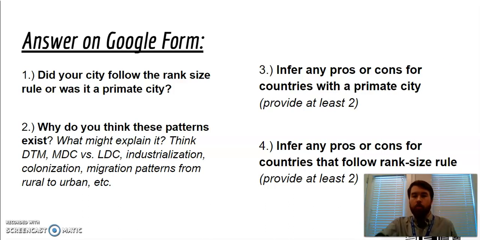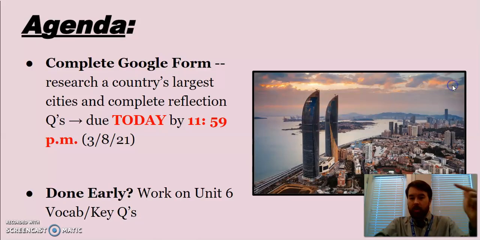Okay, I want you to complete those questions in the provided Google form and finish that today by 11:59 p.m. I'm hoping that gives you a little extra time on your hands so you can work on the Unit 6 vocab and key questions.